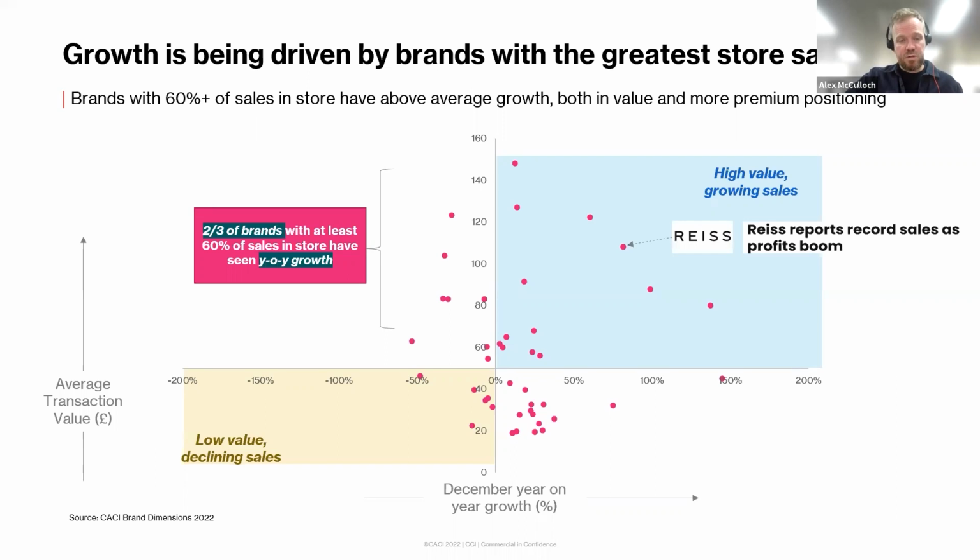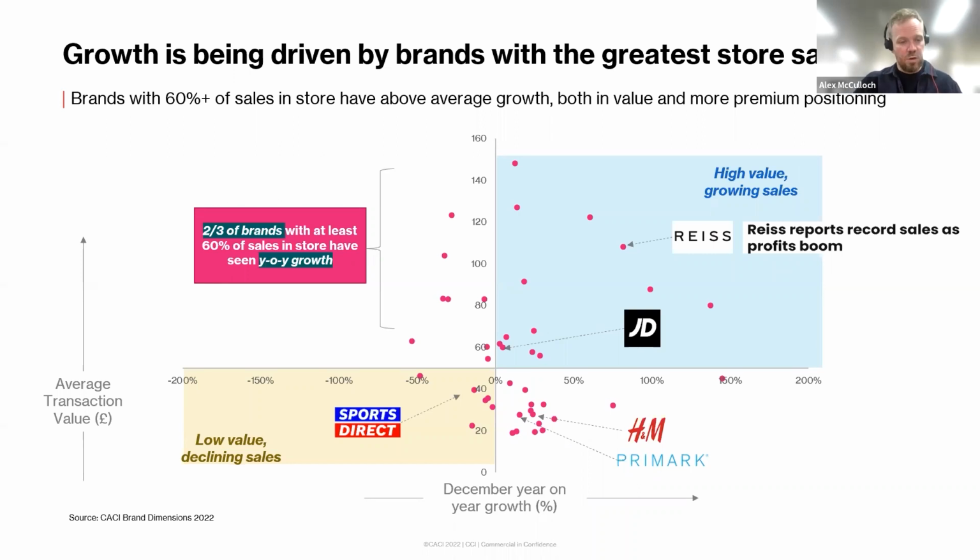Reiss talked about their record sales, but it's not just the premium brands. H&M and Primark, we also see trading well. Whilst neither have announced the results yet, Sports Direct look to have had a slightly weaker December than JD, who have traded well with a higher average transaction value. So it's been a good Christmas for physical brands.